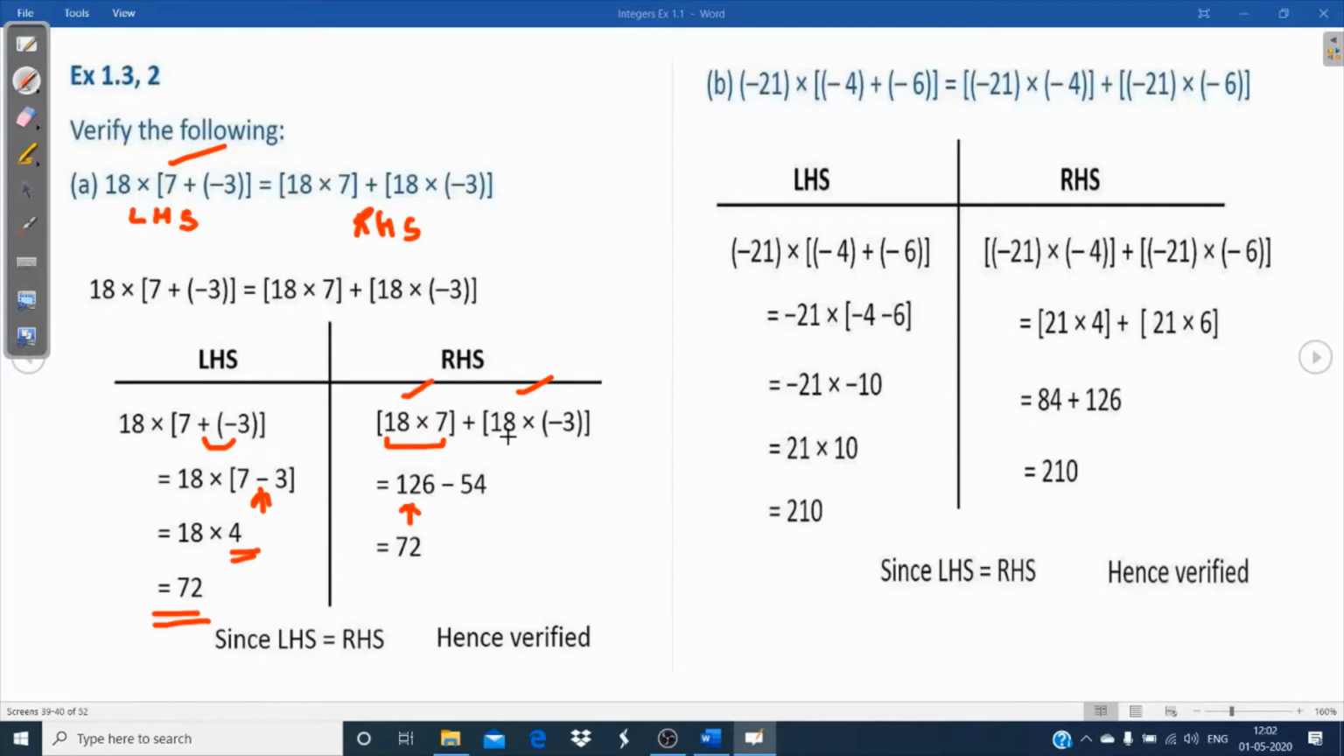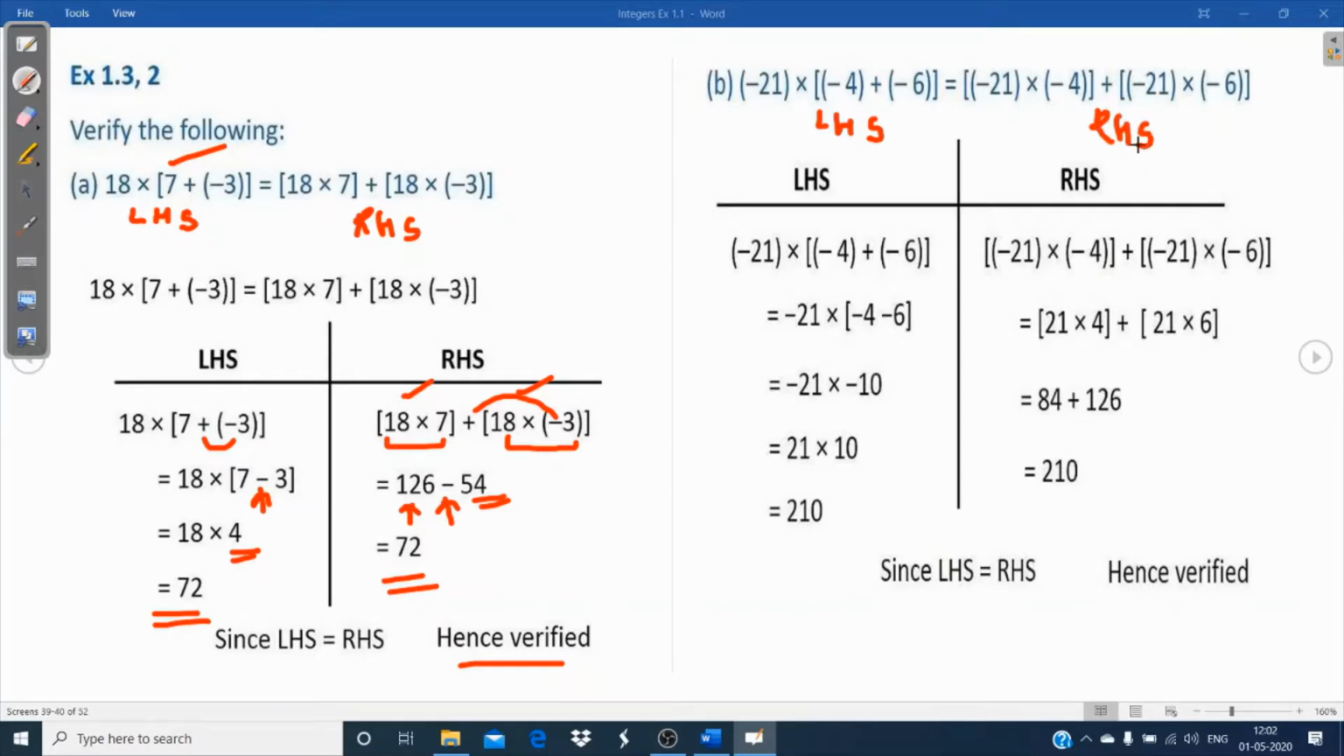Now when you solve this, in the second bracket 18 3s are 54 and the sign is minus. So minus plus, which sign will you get here? Minus sign. So 126 minus 54. So finally what will you get? 72. So we can see that left hand side is equal to right hand side. Hence it is verified. Similarly, in the next part, we'll prove left hand side is equal to right hand side.